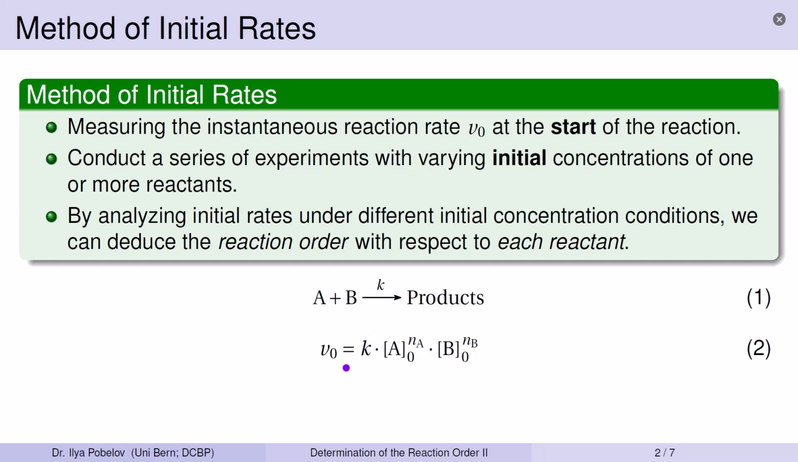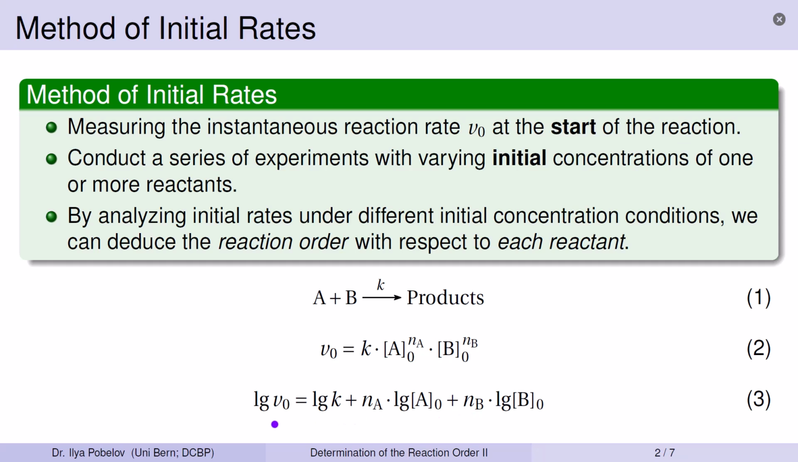The initial rate of the reaction, denoted as V0, is then a function of the initial concentrations of A and B. V0 equals k times the initial concentration of A to the power of nA times the initial concentration of B to the power of nB.